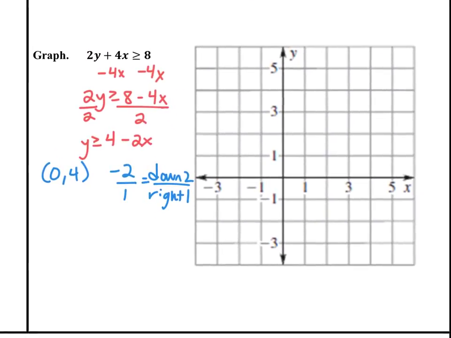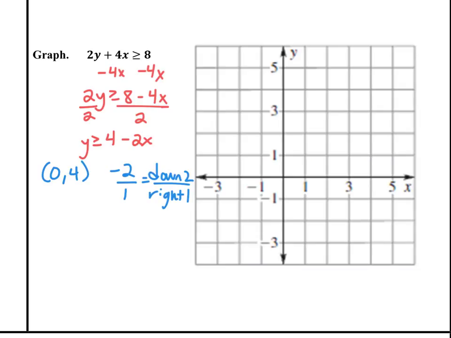That one worked out nicely for us. Go ahead and plot your points. It's scaled by 1, so that's nice. Down 2, right 1. And it should be a nice negative line. Okay, class, is this going to be a solid or a dashed line? Solid. Yep, solid. Don't forget your arrows because it goes to infinity and beyond.